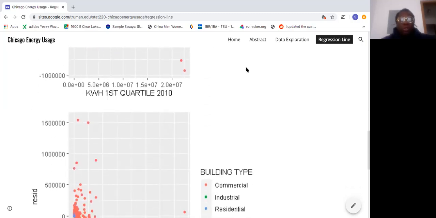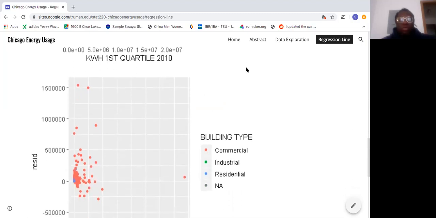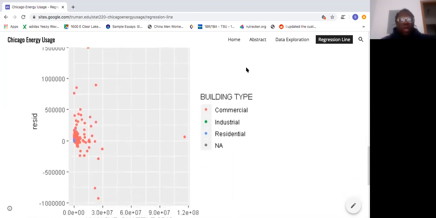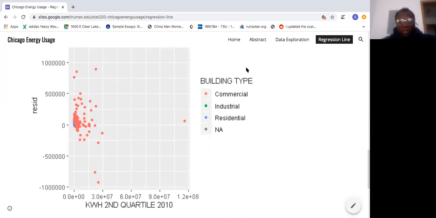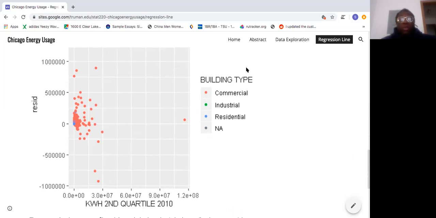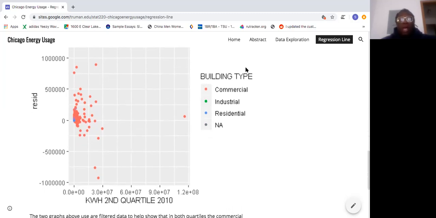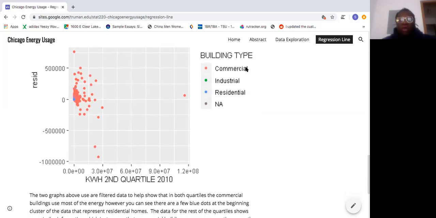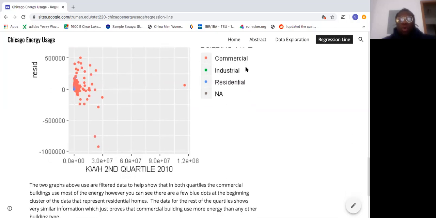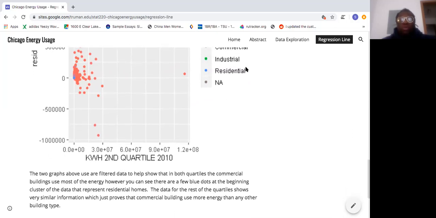Then we use another chart to see how the residential compares in the second quarter, to see if that part of the season was better, and it gives us a lower output for the commercial. Meaning that some of the buildings we assessed the first time were not out of service, but they have more business during the first and second quarters of the year. So those two graphs are filtered to show that in both quartiles, commercial buildings use the most energy.